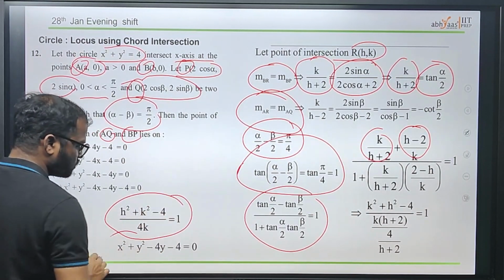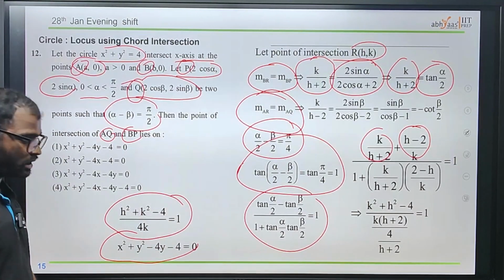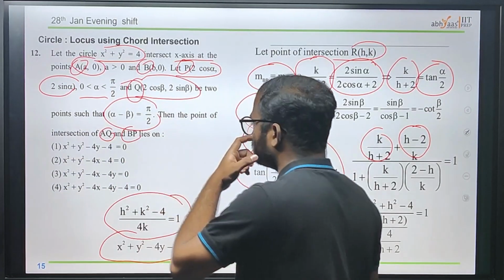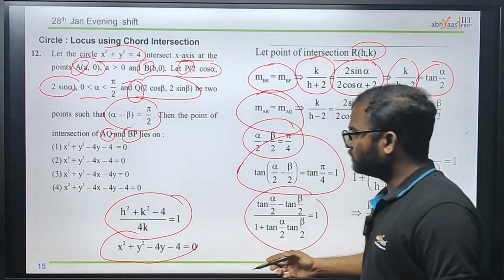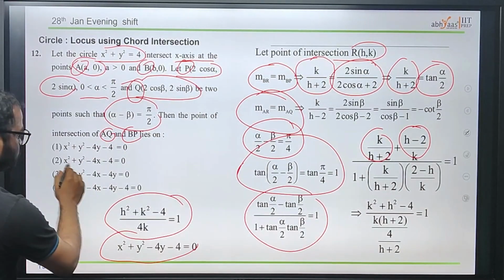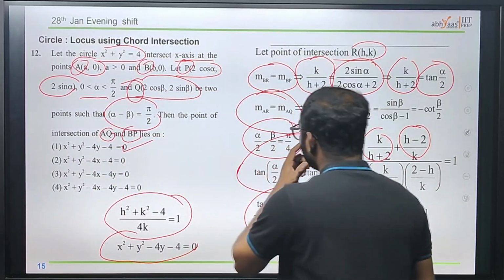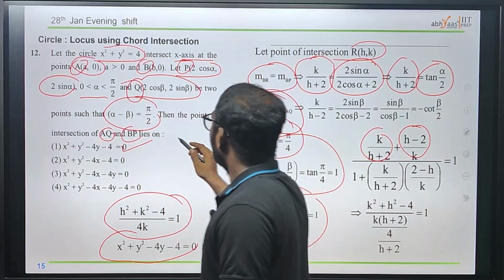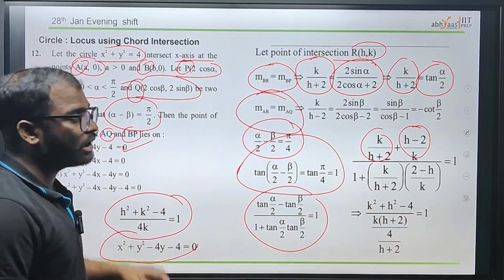After substituting those values, we get this kind of locus, which we can write in terms of h and k as x and y: x square plus y square minus 4y minus 4 equal to 0. This matches with the first option. Ultimately we are doing this by using the point of intersection only, checking the point which lies on AQ and BP.